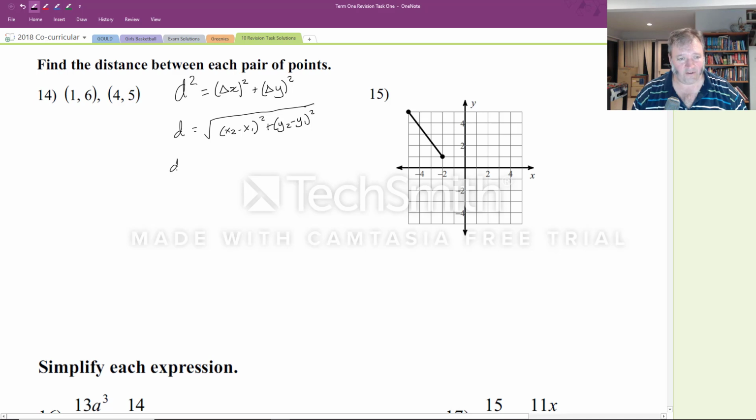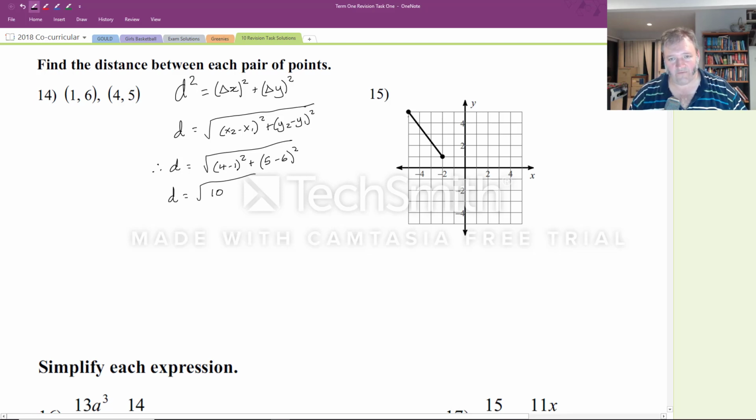So filling in the blanks for this one, d is going to be the square root of the difference between the x coordinates squared. We've got 4 minus 1, which of course is going to be 3 squared, plus 5 minus 6 squared. So the distance is going to be the square root of 3 squared is 9 plus 1. It's going to be root 10. And I've got a big long vinculum there, but that's okay. So the distance between those two is root 10.